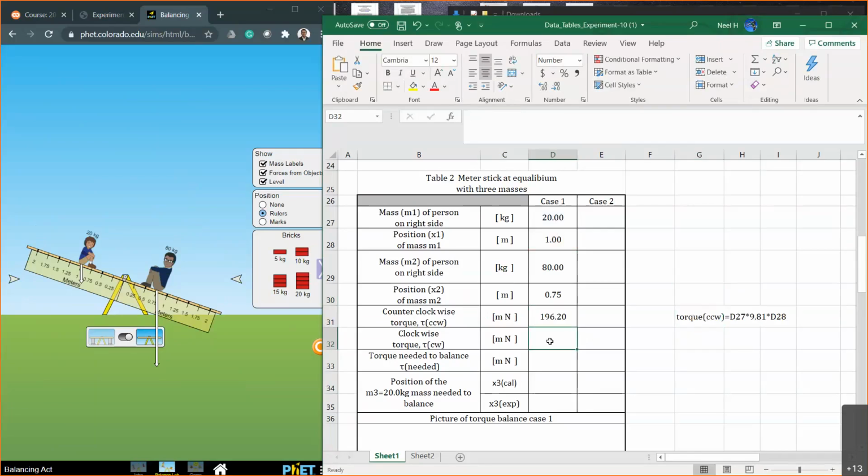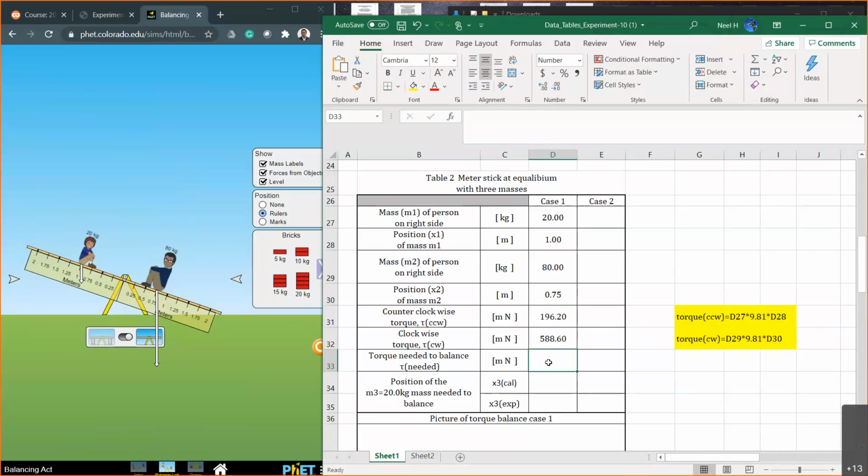Let's do the torque clockwise before it balances. Equal sign: mass of person 2 times 9.81 times position of person 2. That will give you the torque acting on the right hand side. That is clockwise, right? Torque CW. Now you can see torque CW is very large compared to CCW. That's why the object is not in balance.